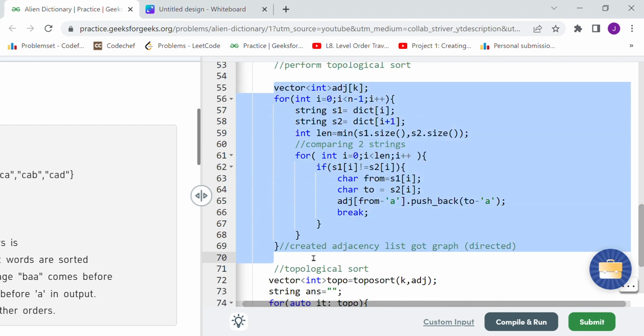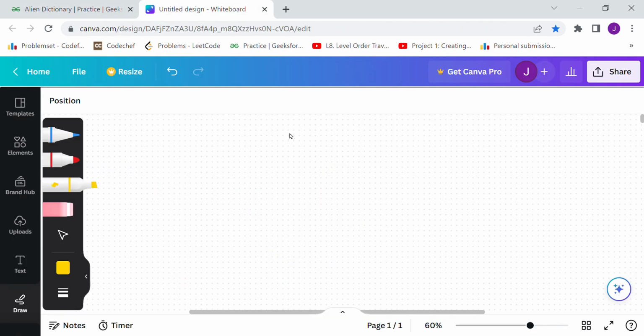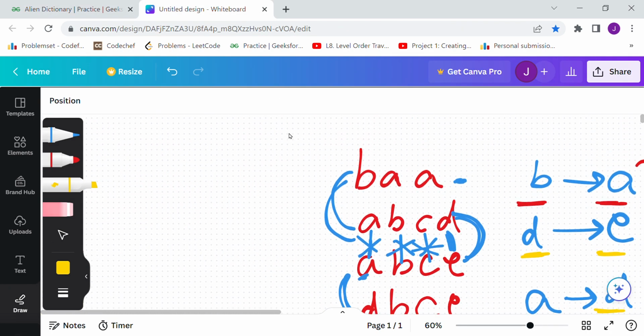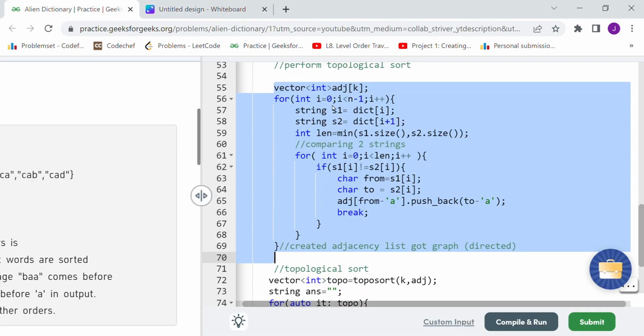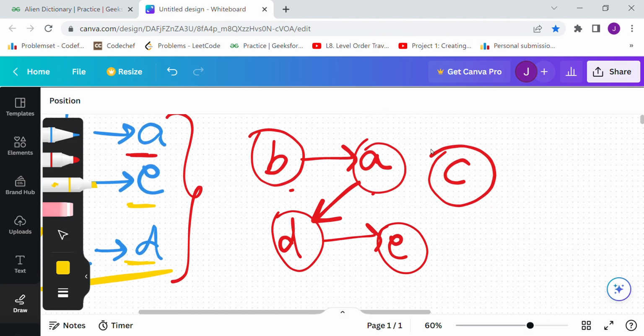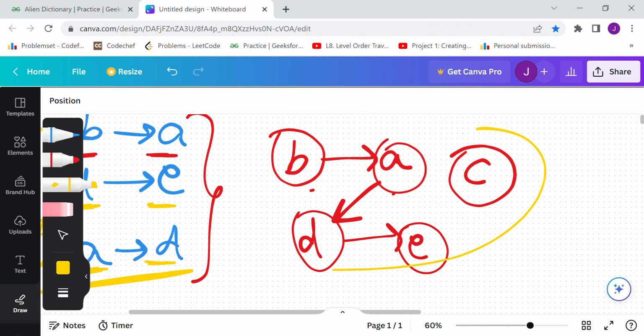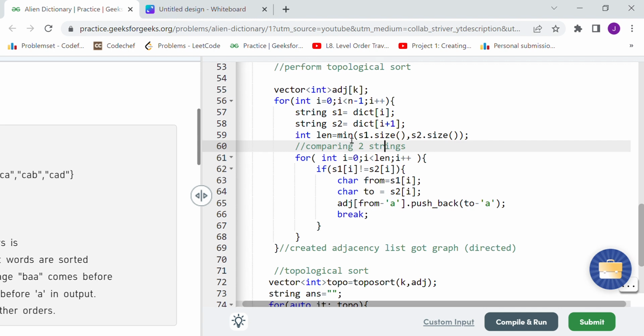So let's look at the code quickly. I have also commented the code so that you can read it for your reference. What we are doing initially is creating the adjacency list. For example, in this question, we converted these strings BAA, ABCD, ABCE, DBCA, all these strings, to this. What is this? This is the graph. How do we store a graph? Adjacency list. Then we will perform the topological sort on this graph, and we will simply store the topological sort answer and return it.